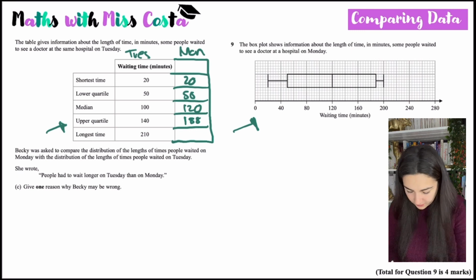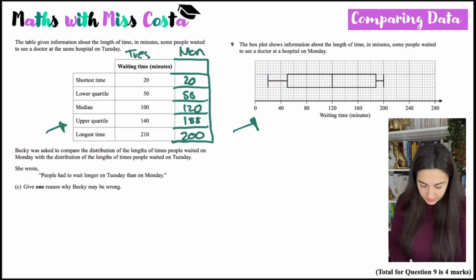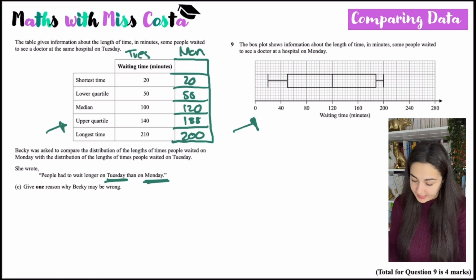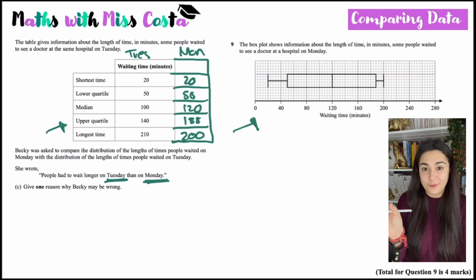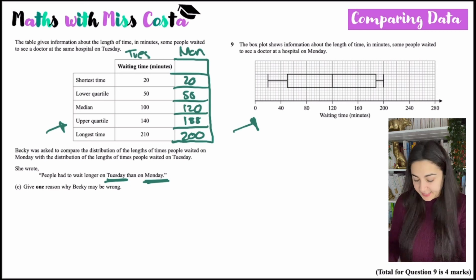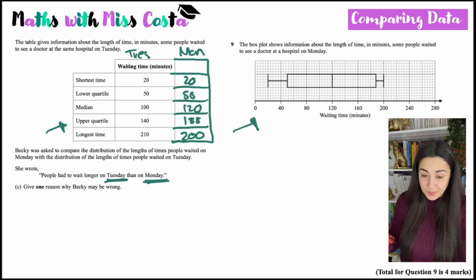And the longest time here was 200. Okay, so she's saying people had to wait longer on Tuesday than on Monday. Well, even though the longest time is 210, both the upper quartile and the median are lower, which implies that the top 25% of people actually waited for a shorter amount of time. So the easiest thing to do when giving a reason is compare the median. So what's happening to the median?